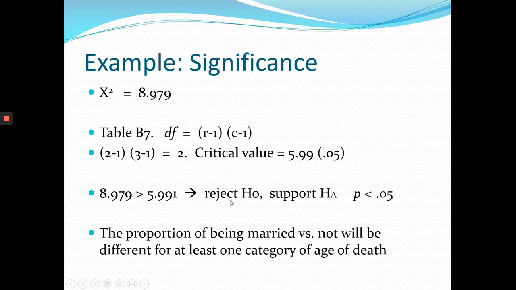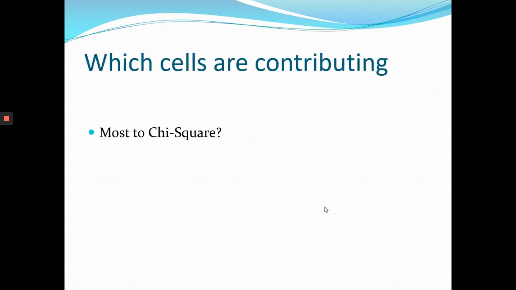We reject the H0. So there is some support that something's going on, something that's not random in terms of whether you're married or not married, if you're a man, and when you die. And it's at the p is less than 0.05 level. So what this means is it's again a non-random distribution. There's something going on that's making it a bit different for some categories of men in this case.